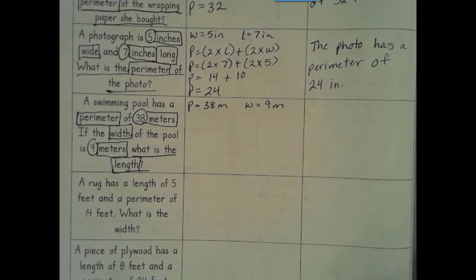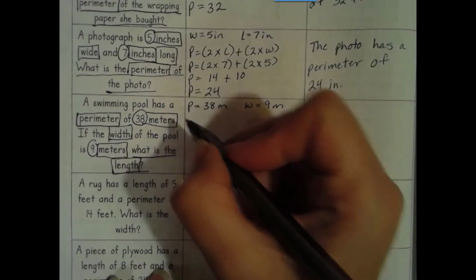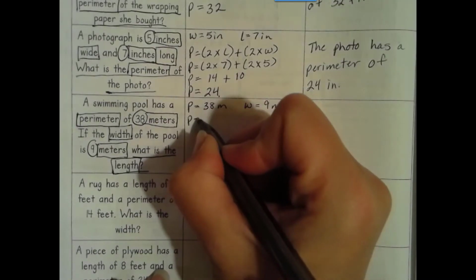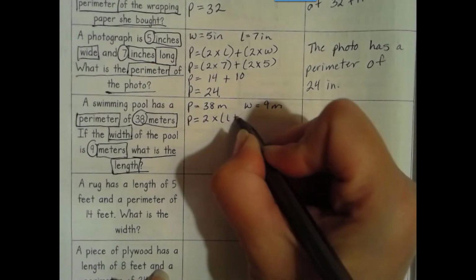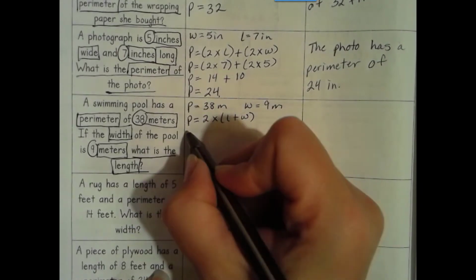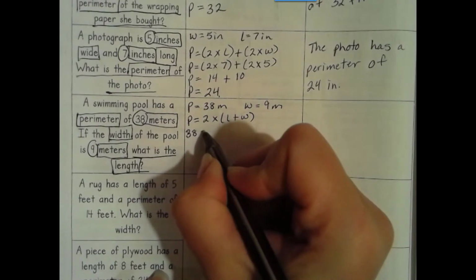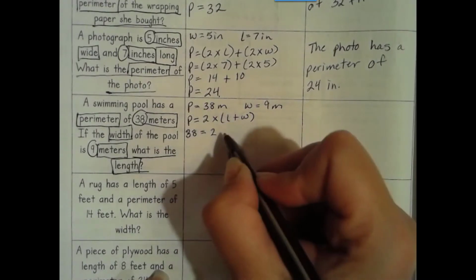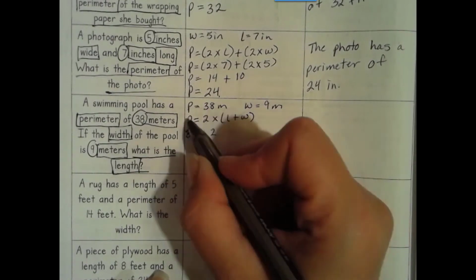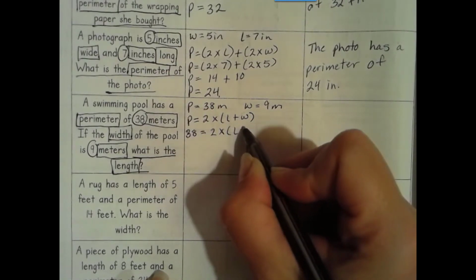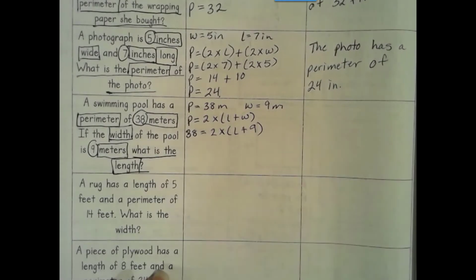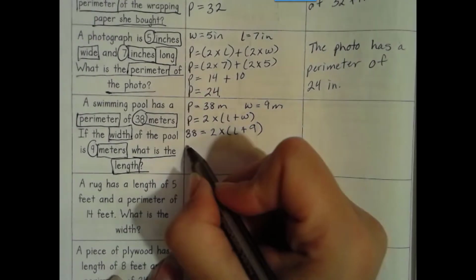Well, for this one, I'm going to use the other formula. Perimeter equals 2 times our length plus width. 38 equals, because I know my perimeter, so I replace that or substitute 38 in for the P. Length I don't know. Width I do. So I'm going to cut 38 in half.